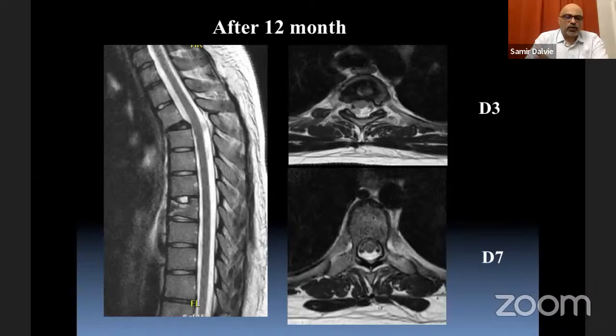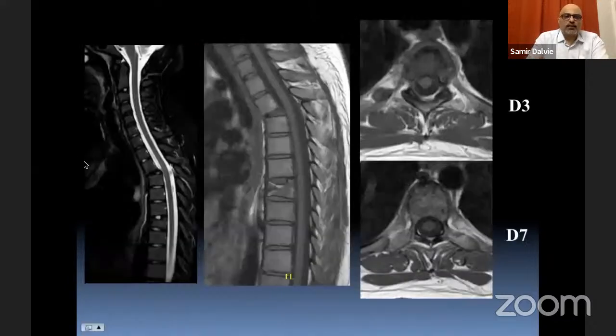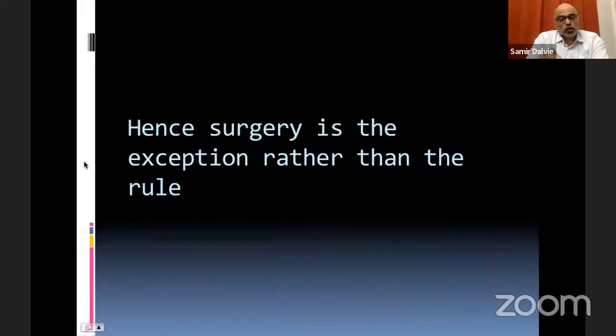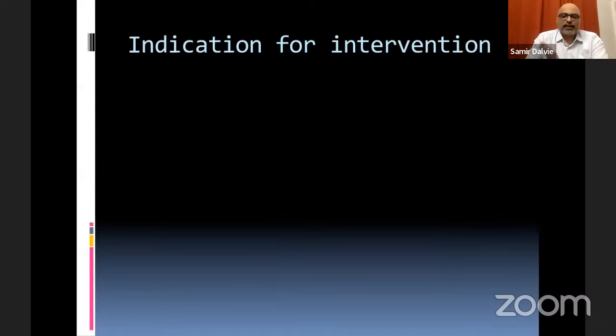So you see this body has completely reconstituted without surgery. It has collapsed, yes, but it is completely healed and there is no cord compression. So this is a very, very good result, which you can see. Surgery is the exception rather than the rule for TB spine, and this is very important.